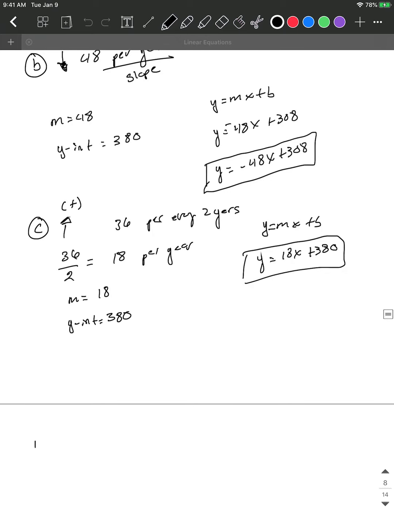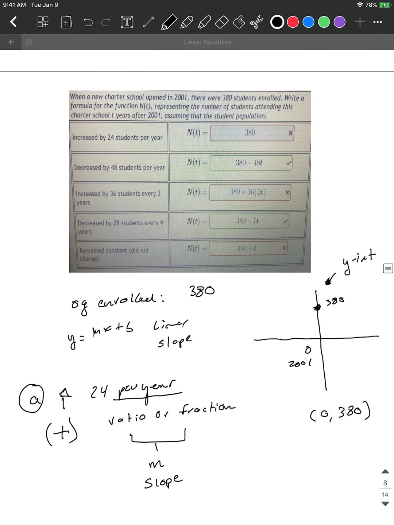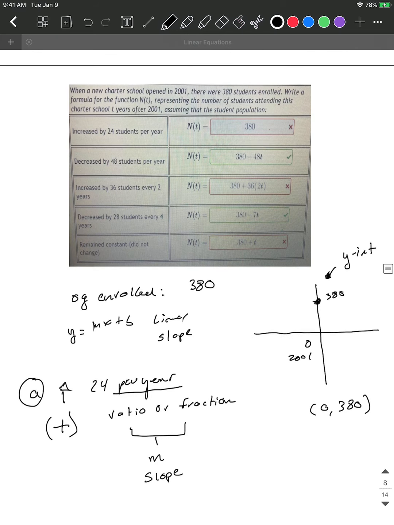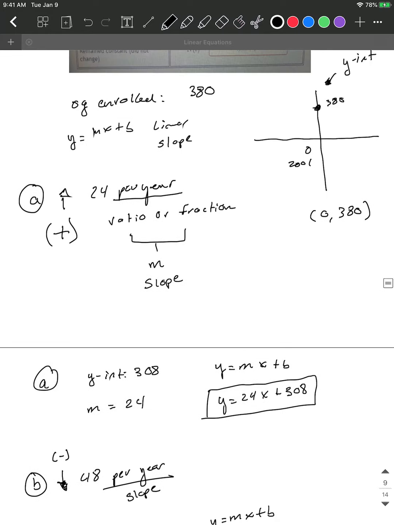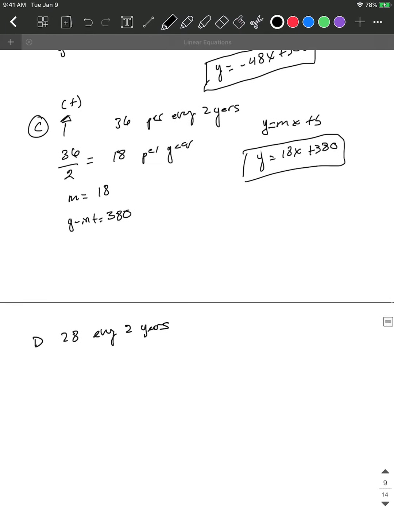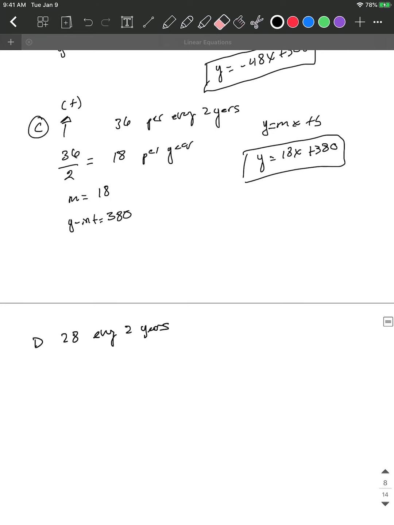Alright, so now we're going to go to question D. I think we should be almost done with these. Alright, now this is decreases 28 students every 4 years. So in order to save a little bit of time, remember this is 28 every 2 years. Oh, no, it says 4. Make sure, y'all, you always got to make sure. So every 4 years, what we're going to say is 28 divided by 4, which tells us that is 7 students per year.